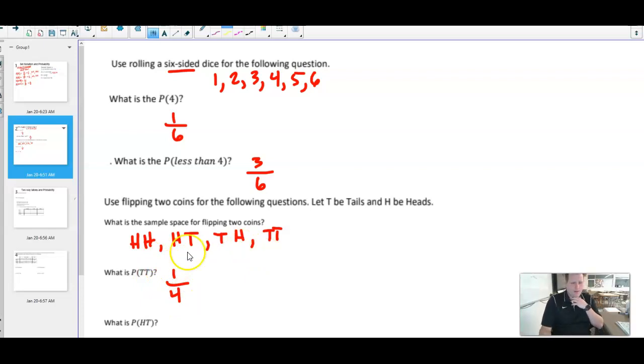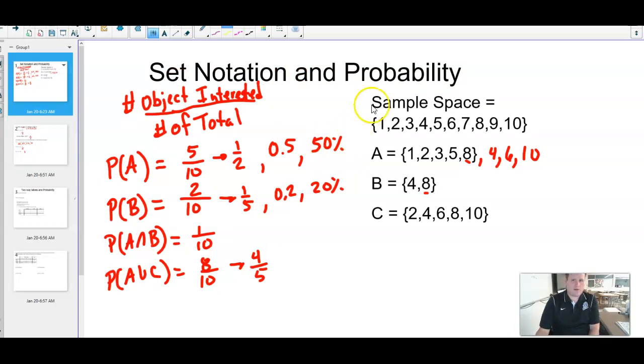Okay? If I look at this next one, what's the probability of a heads tails? Well, there's only one that's a heads and then a tails. Now, if I didn't care, like if I get a heads first and a tails second, then I could have both of these, but since I am only interested in the heads and then the tails, that would still be 1 out of 4 as well. And that's what you'd get for that. All right, so that's your set notation with probability. Again, objects you're interested in divided by the total. Knowing the set notation stuff would be very helpful.